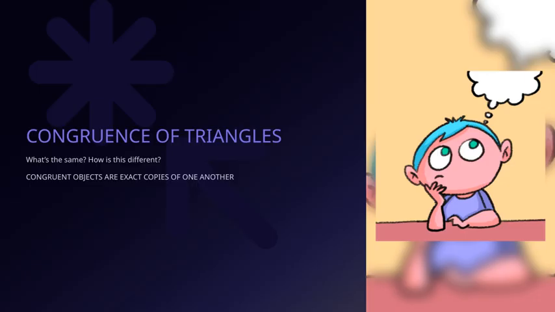Think of it like having two identical puzzle pieces. They fit perfectly over each other. This idea is central to understanding geometric proofs and problem solving. When two triangles are congruent, we can transfer properties from one to the other confidently. Throughout our exploration of shapes, recognizing congruence helps us identify when figures are essentially the same, just in different positions or orientations. So remember, congruent objects are not just similar, they are exact copies of one another.